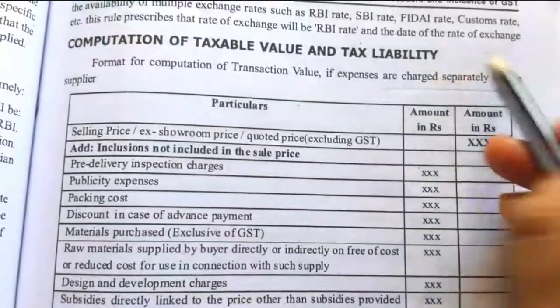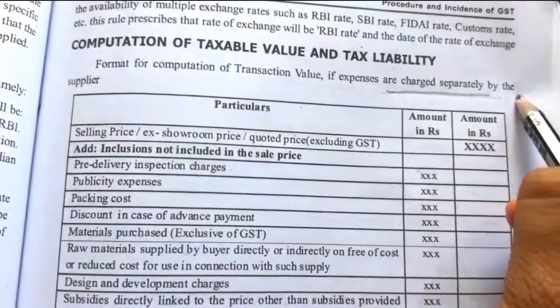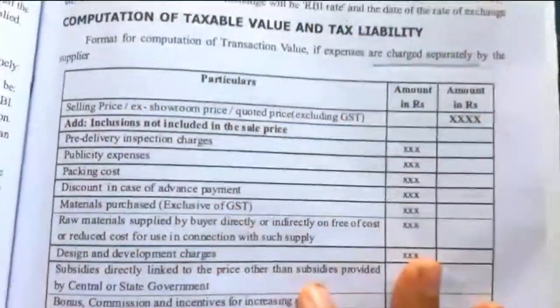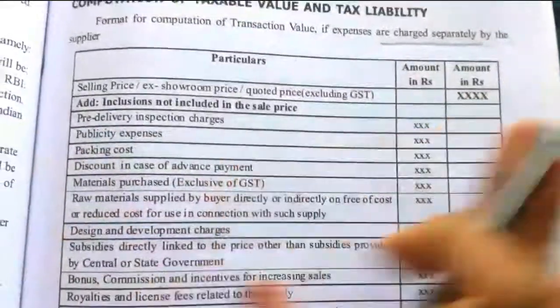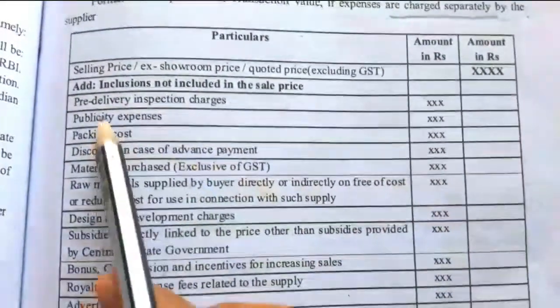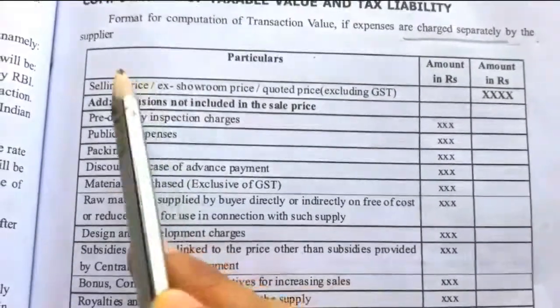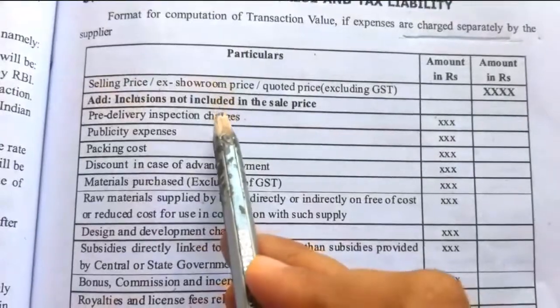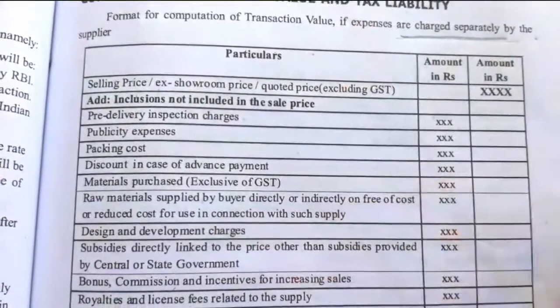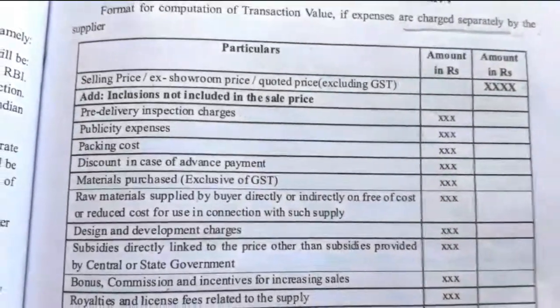If expenses are charged separately by the supplier, then we have to use this format. In the format, there are particulars and two amount columns. Firstly we have to take the selling price of a supply of goods, the selling price or actual price of goods and services. It might be selling price, showroom price, quoted price or the cost of a particular product. That is the value we have to take in the second column.